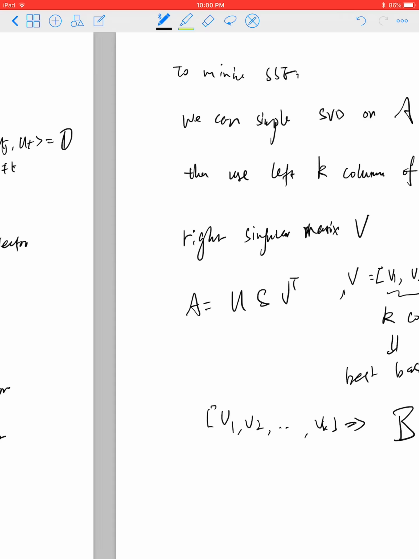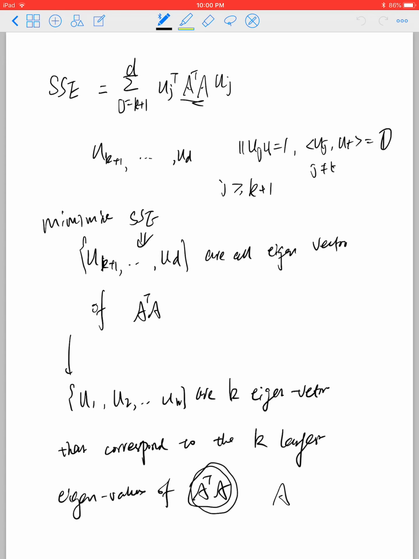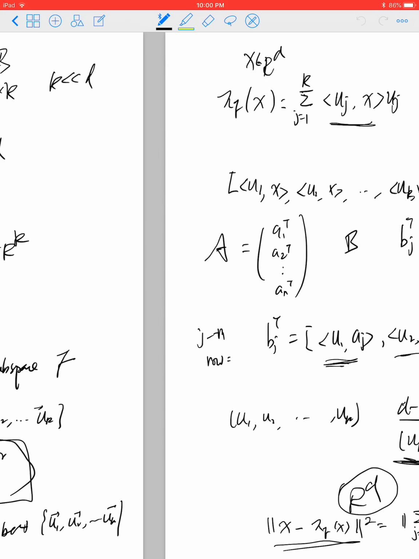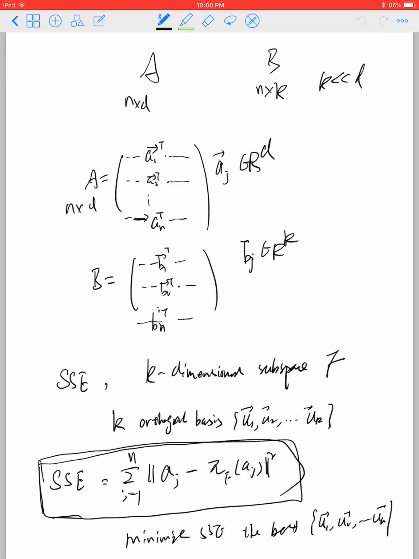Then use V1, V2 to Vk. We can obtain the low-rank, low-dimensional representation B, right? And that's simple. We can simply project each row of A onto these K eigenvectors and use the projection lengths to form the corresponding values in the k-dimensional vector, right?